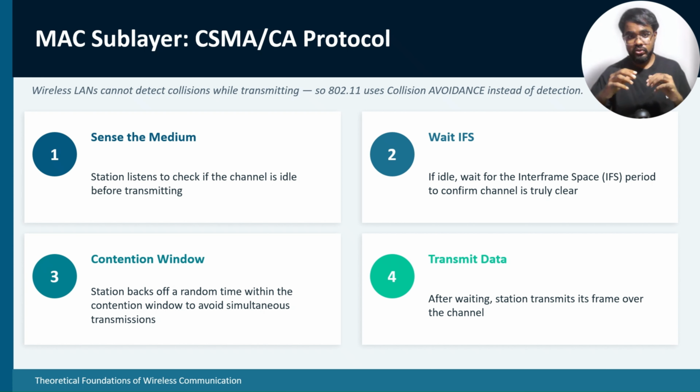Therefore, 802.11 uses a protocol called CSMA/CA, Carrier Sense Multiple Access with Collision Avoidance. In this protocol, a station must sense the medium before transmitting. If the channel is idle, it does not send immediately. It waits for a short period called the interframe space, or IFS, to ensure the channel is truly clear. It also uses a contention window to back off a random amount of time to further avoid collisions.